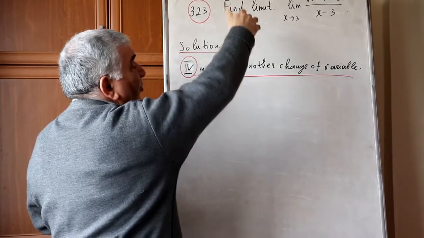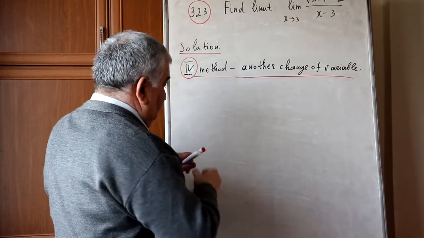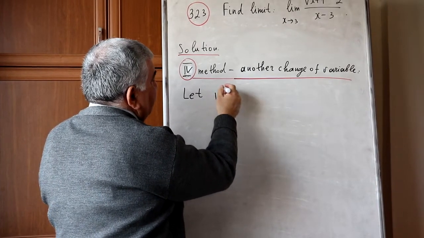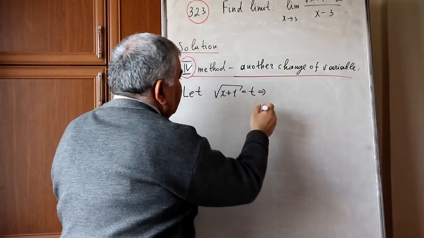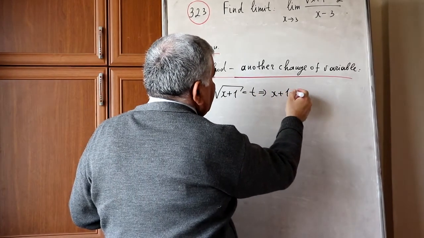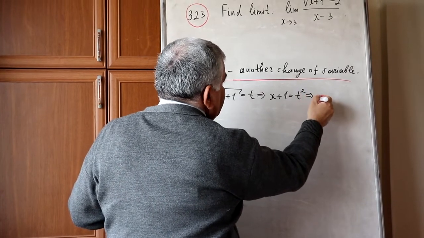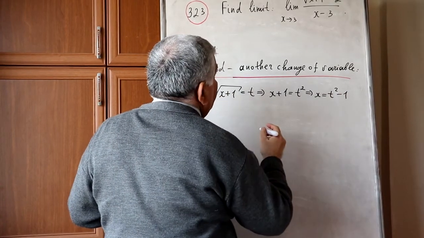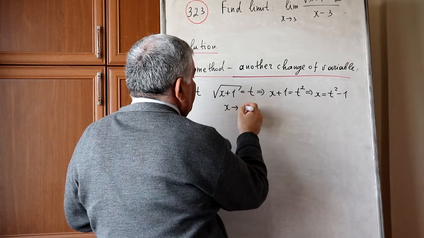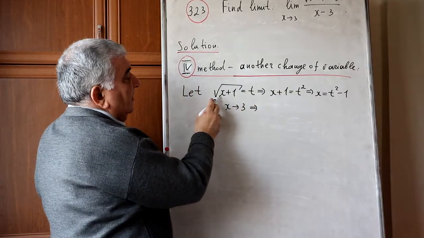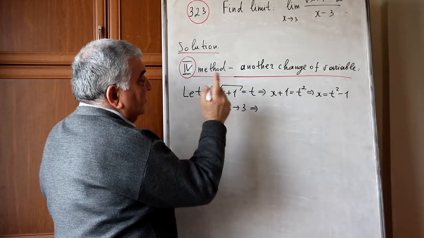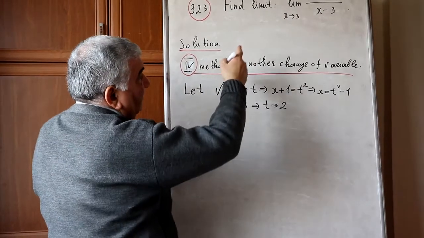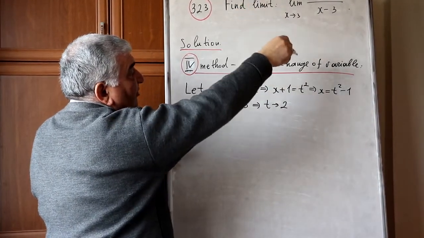Now the whole square root is changed by a new variable. Let square root of x plus 1 be t. Then x plus 1 is t squared, and x is t squared minus 1. Then if x tends to 3, substitute 3 instead of x under the root. 3 plus 1 is 4, square root of 4 is 2, which means t tends to 2. And rewrite the given limit for the new variable t.